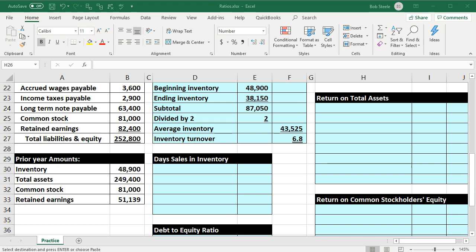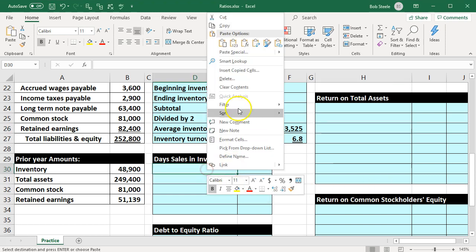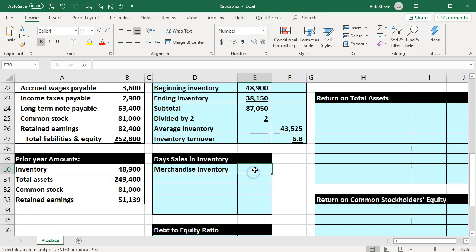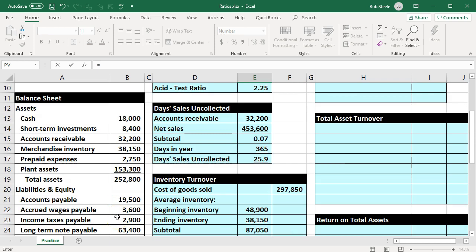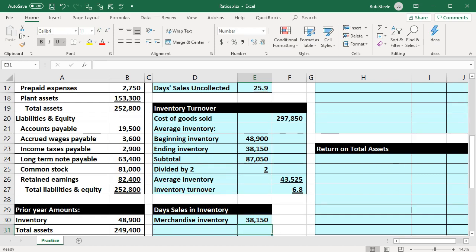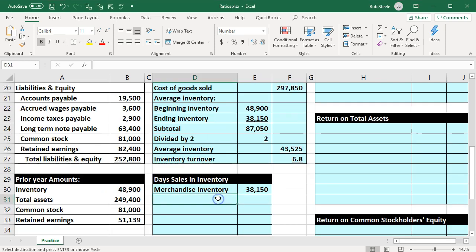So this time we're going to say, all right, here's the merchandise inventory. And that's going to be picking up. Now this time we're going to pick up the ending inventory, not the average. And we're simply going to be picking up the inventory, the 38,150. And then we're going to compare that to the cost of goods sold. So then we'll pick up the cost of goods sold.